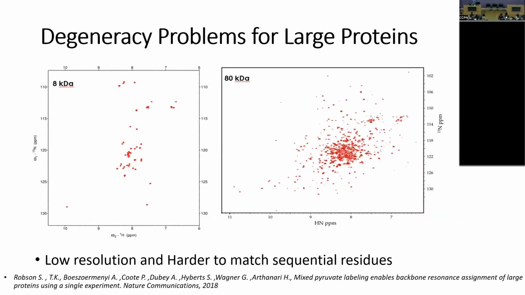However, this becomes more difficult for larger proteins because of degeneracy issues. For example, here you can see the HSQC for an 8 kilodalton protein and an 80 kilodalton protein. For larger proteins, the resolution is worse. On top of this, because there are more amino acids in the backbone, there is significant overlap of the signals. Hence, trying to do the sequential matching can become very difficult because the signals overlap and there will be several potential matches for each sequential assignment.